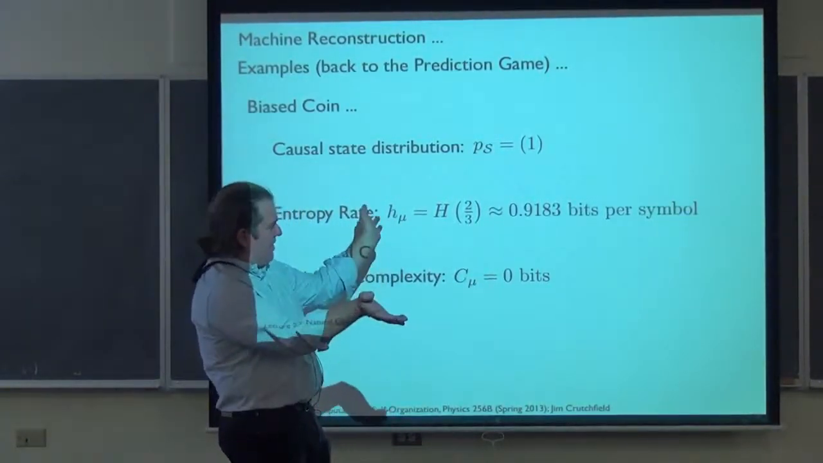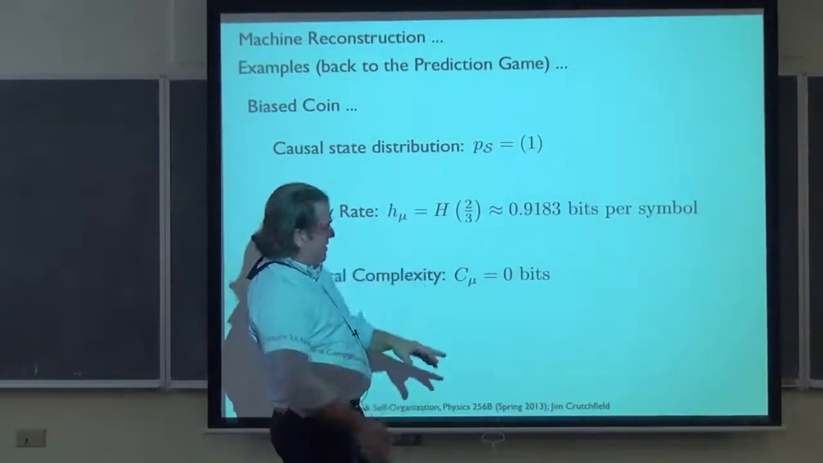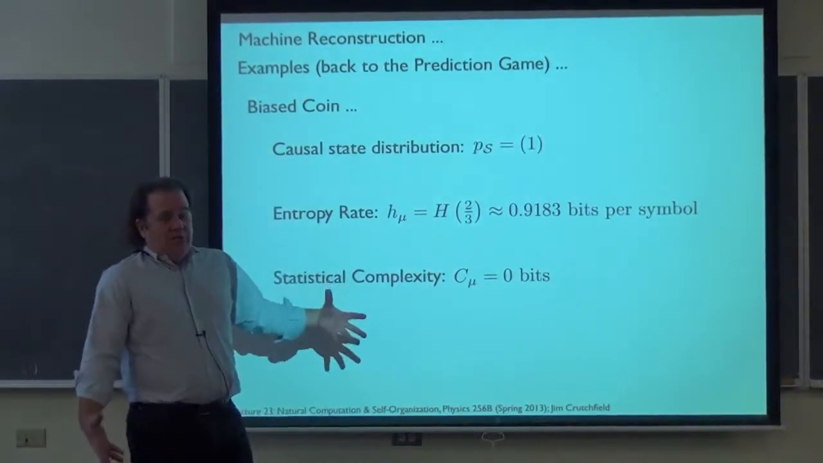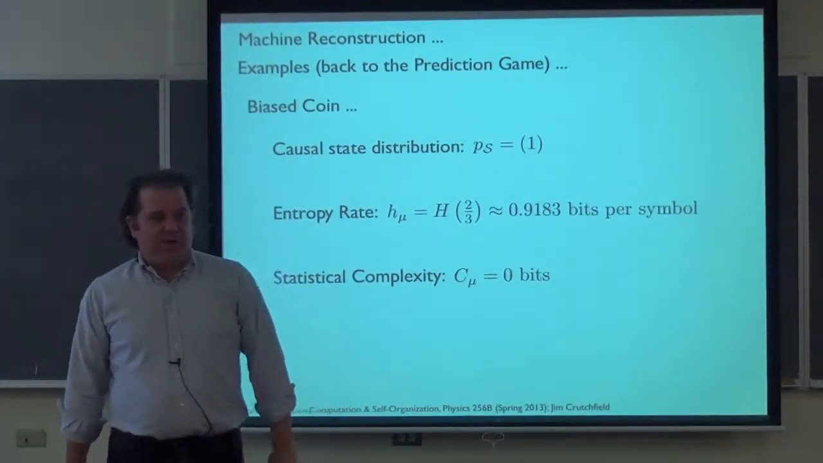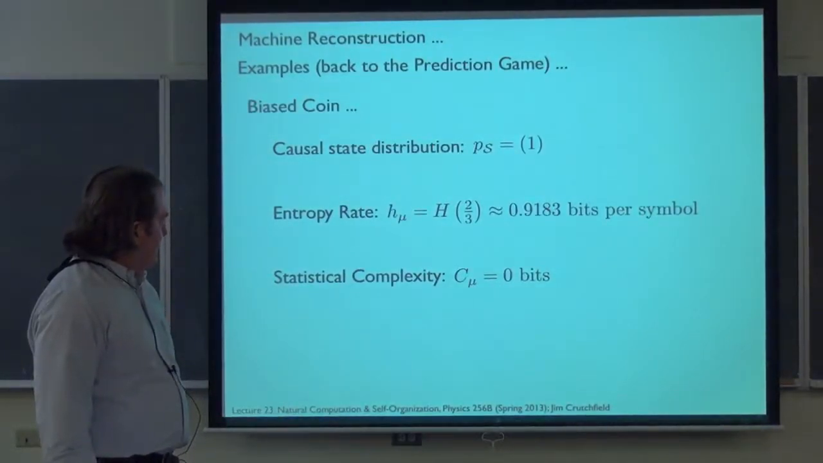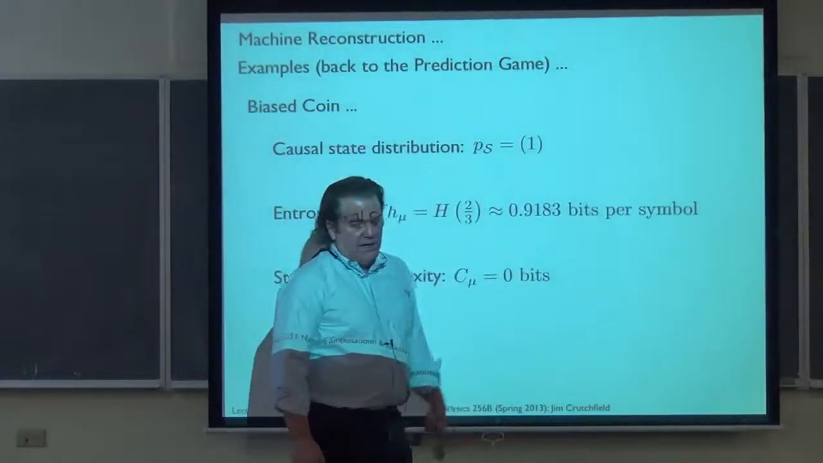Now, the branching uncertainty is the binary entropy function of 2/3. That's the bias we see at the single state. But the statistical complexity is still zero. We're always in state A. There's no state information per se. Okay, so this is slightly more predictable than the fair coin. The entropy rate's less than one.